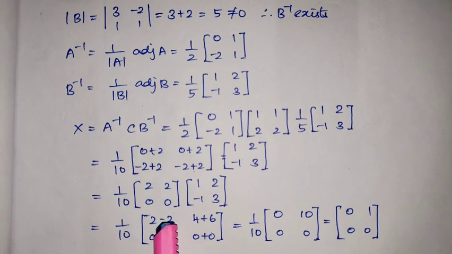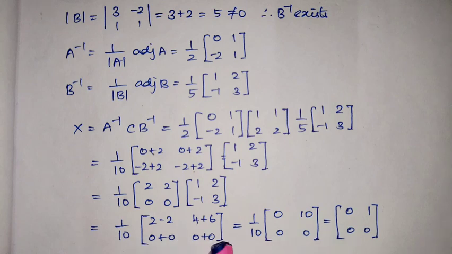So 2 minus 2 is 0. 4 plus 6 is 10. It is 0 and 0. Since we can take 10 outside, even though 3 zeros, 0 into 10 is 0 only. So I can take 10 outside, cancelling. I have got 0, 1, 0, 0. So this is the value of X matrix. That's all. Thank you.